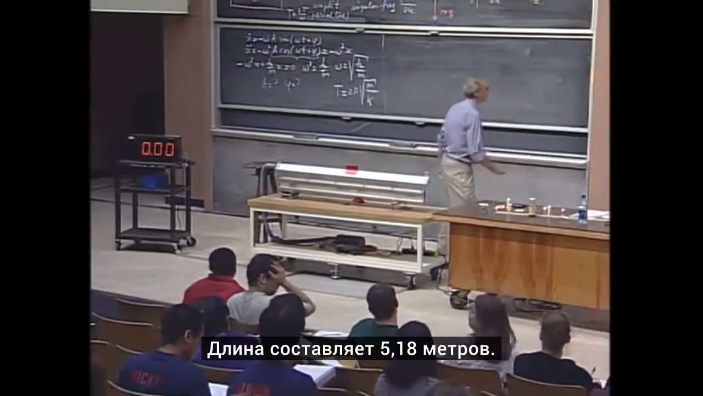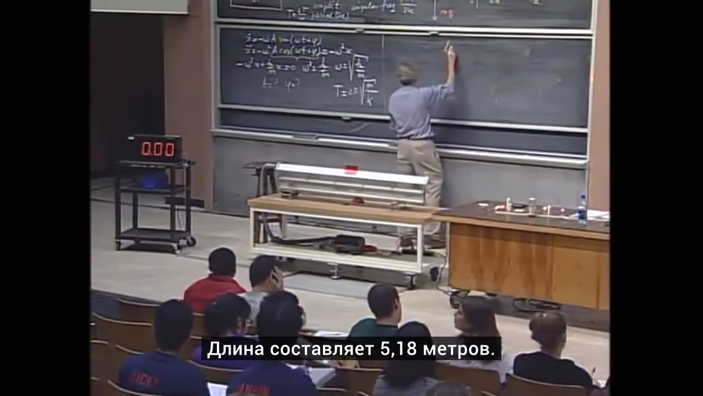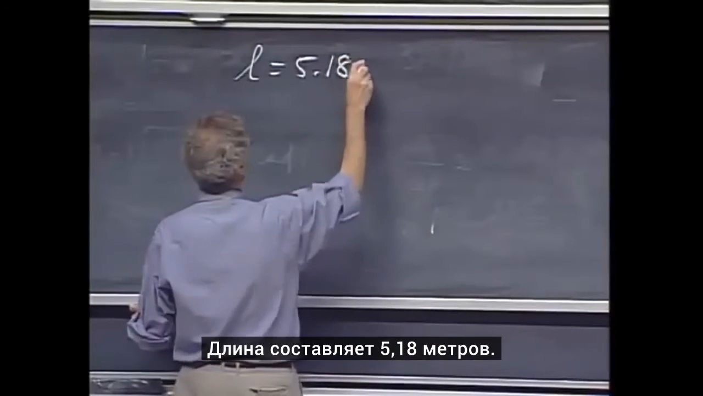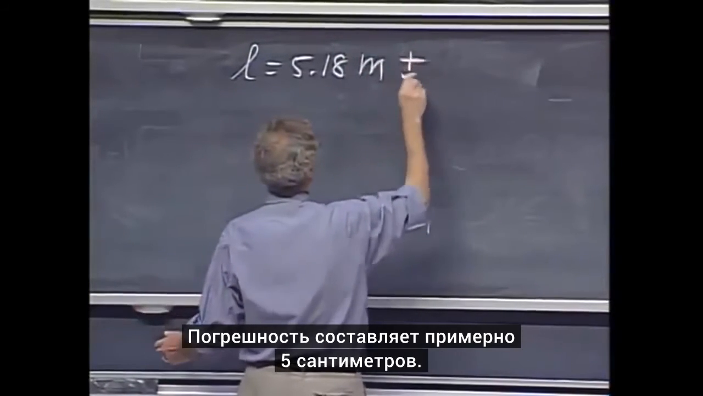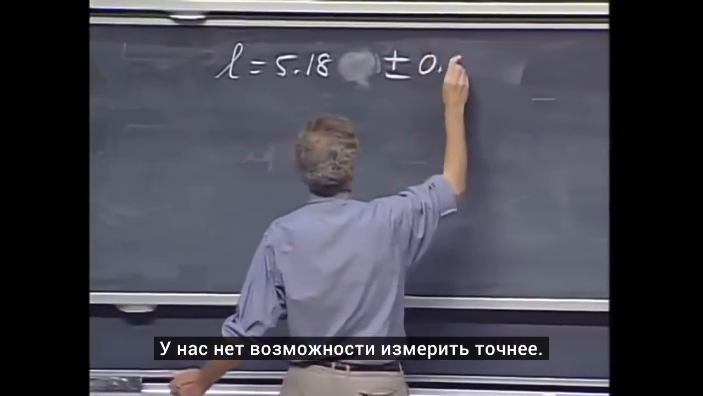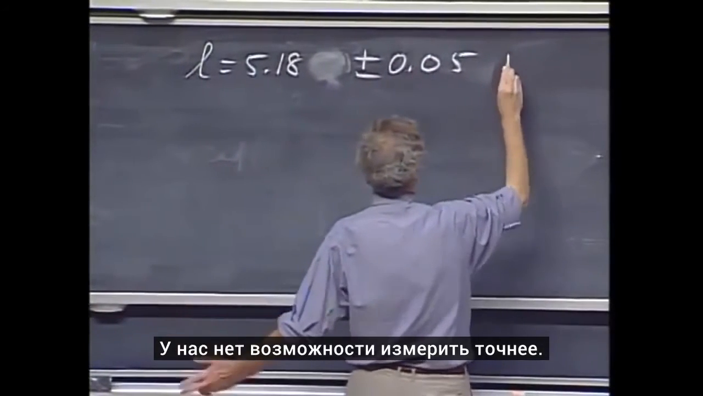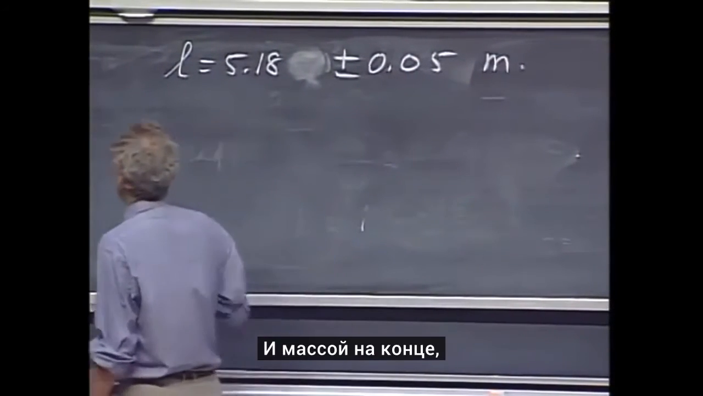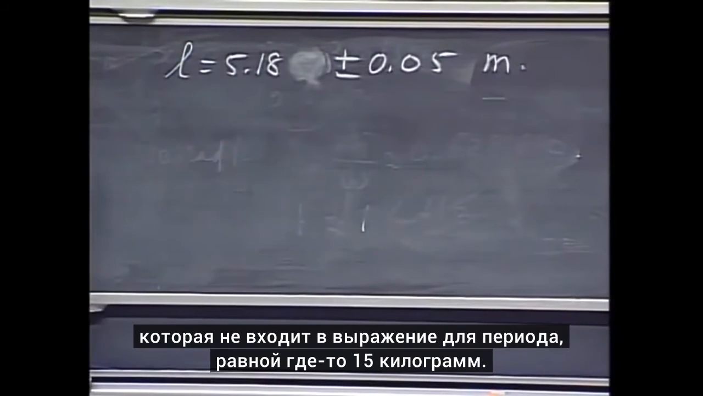The length is 5.18 meters, and the uncertainty is about 5 centimeters. We can't measure it any better. And the mass at the end of it, which doesn't enter into the period, is about 15 kilograms.